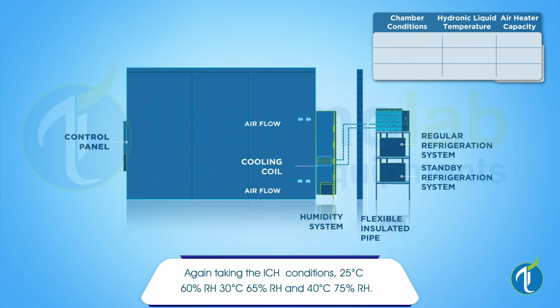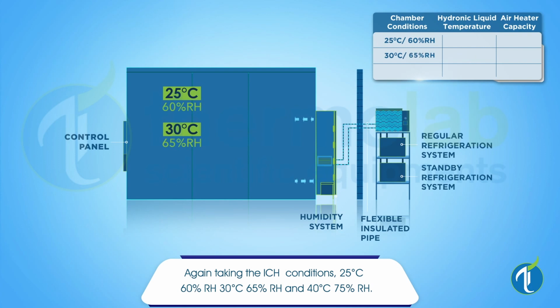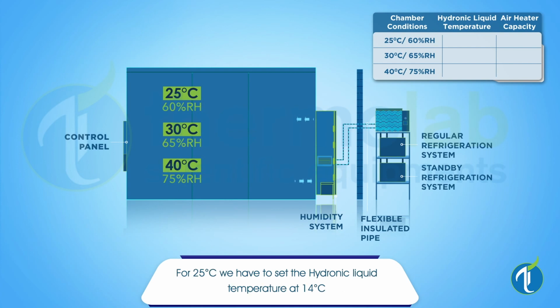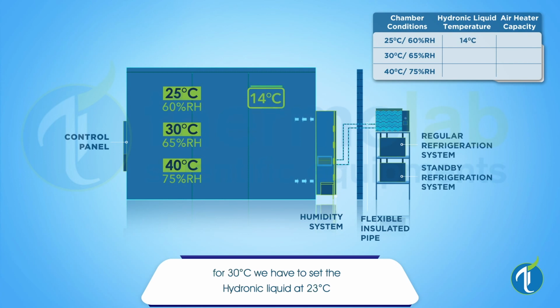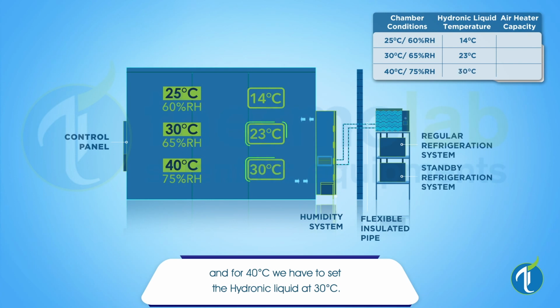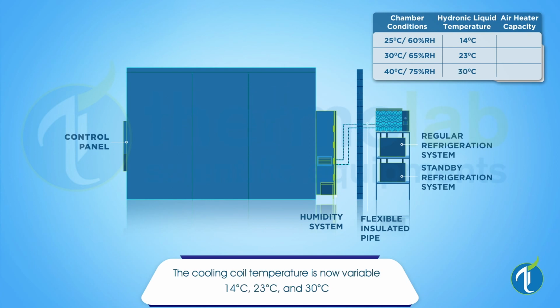Again, taking the ICH conditions, 25 degrees Celsius 60% RH, 30 degrees Celsius 65% RH and 40 degrees Celsius at 75% RH. For 25 degrees Celsius, we have to set the hydronic liquid temperature at 14 degrees Celsius. For 30 degrees Celsius, we have to set the hydronic liquid temperature at 23 degrees Celsius. And for 40 degrees Celsius, we have to set the hydronic liquid at 30 degrees Celsius. The cooling coil temperature is now variable 14 degrees Celsius, 23 degrees Celsius and 30 degrees Celsius.